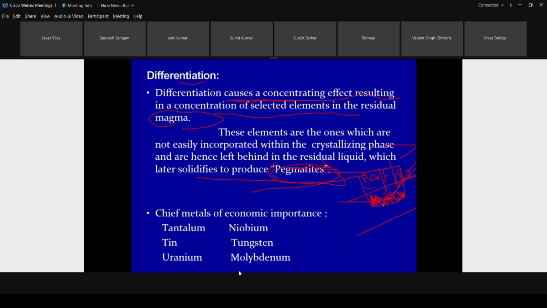These pegmatites are very important for certain important minerals: tantalum, niobium, tin, tungsten, uranium, molybdenum. If you want to explore pegmatites for these types of metals, then you have to look for a highly differentiated granite. Studying granite mineralogy and petrology will be useful to understand the concentration of tantalum, niobium, tin, tungsten, uranium, molybdenum. That's why when you are exploring any deposit, it is a must to understand the mineral forming process and the rock forming process. Very important. That's why we are studying all these things.